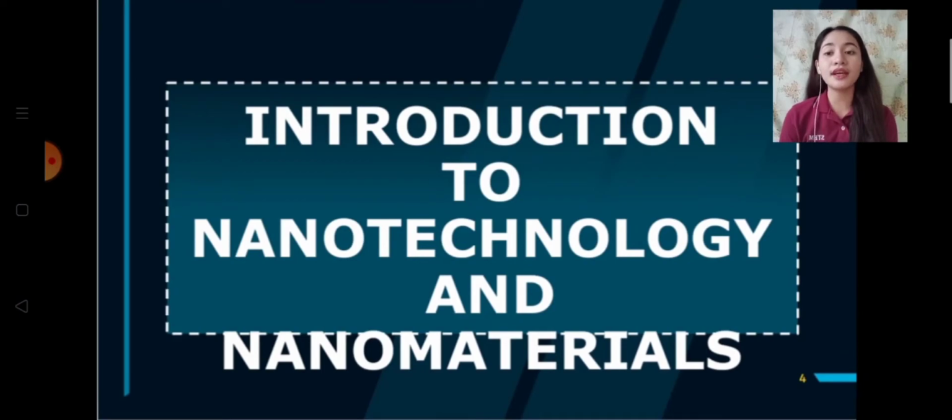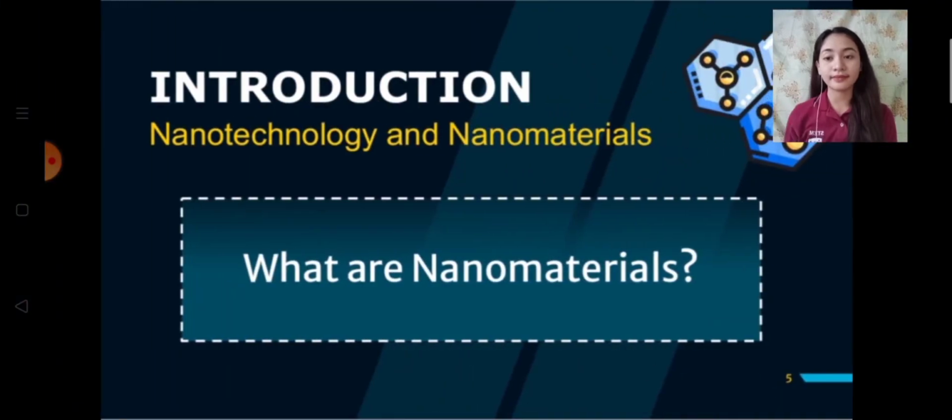The first one is the introduction to nanotechnology and nanomaterials. So what are nanomaterials? Nanomaterials are the cornerstone of nanoscience and nanotechnology. These are tiny materials with higher potentials, and they can exist in different forms such as particles, powders, tubes, and etc.